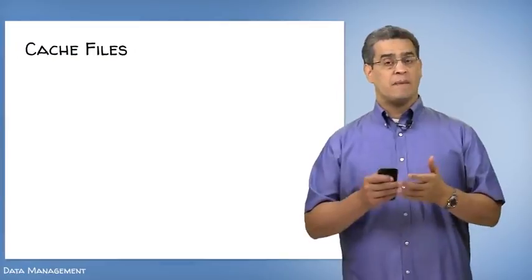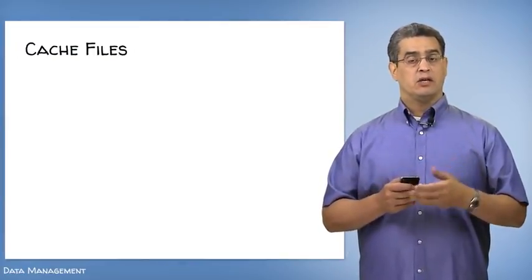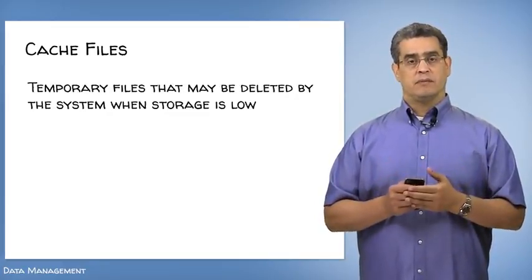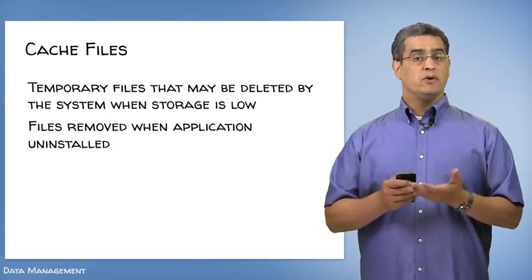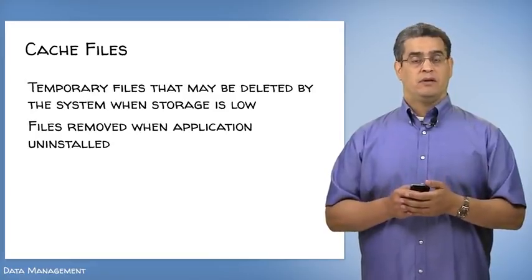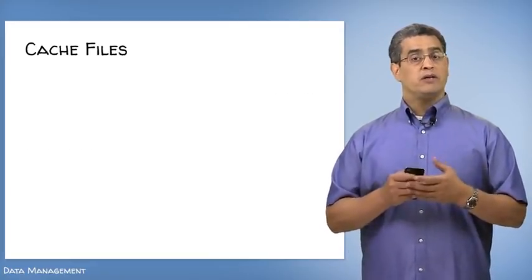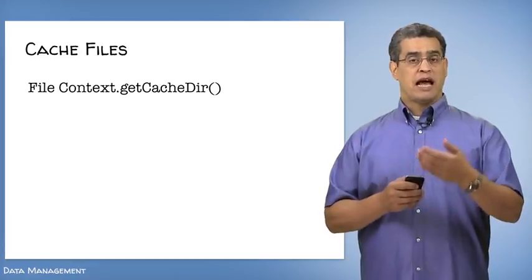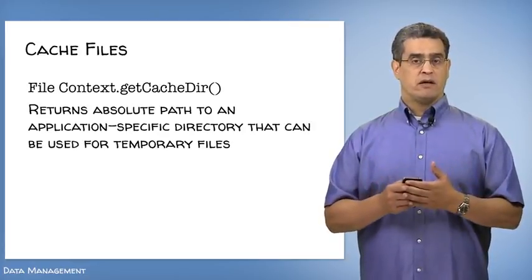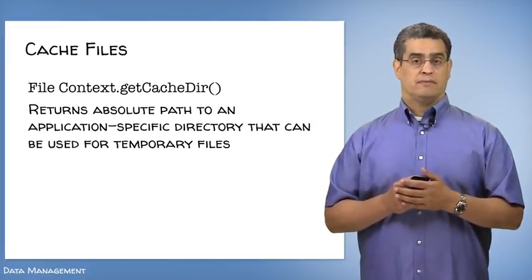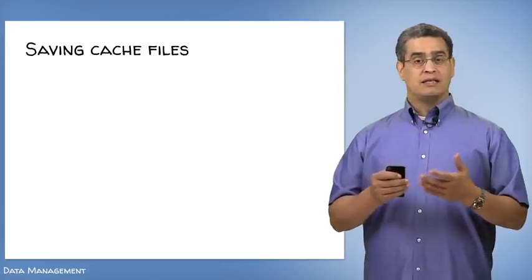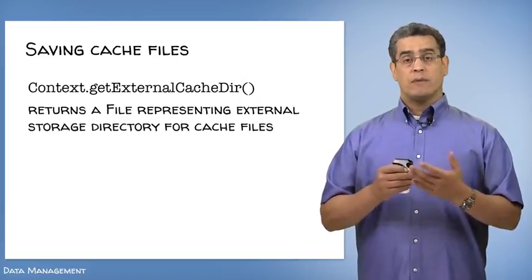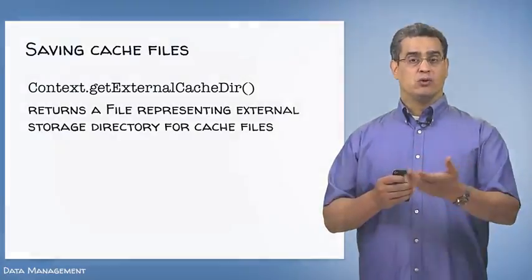If your application creates temporary files, then you may consider writing these to cache directories. Cache files are temporary files that may be deleted by the system when storage is low, and these files are removed when the application is uninstalled. And you can get access to the cache directory by using the context class's getCacheDir method. This method returns the absolute path to an application-specific directory that can be used for temporary files. Alternatively, you can also use the context class's getExternalCacheDir method, which returns a file object representing a directory for cache files in external storage.